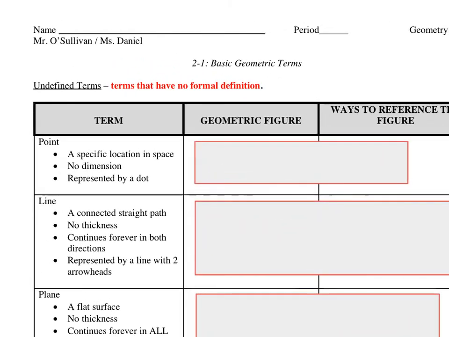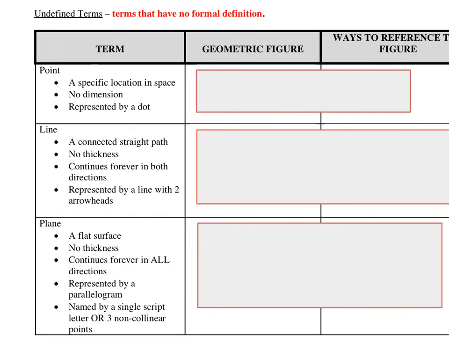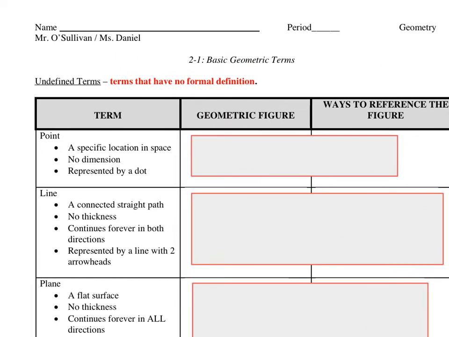So in geometry, we have these things called undefined terms, and these are examples of undefined terms: a point, a line, and a plane. So an undefined term is simply a term that has no formal definition, which sounds very bizarre because we always talk about how things have these definitions and how we can describe them. But the undefined terms we only really identify by using these things called descriptors, so how we can describe them.